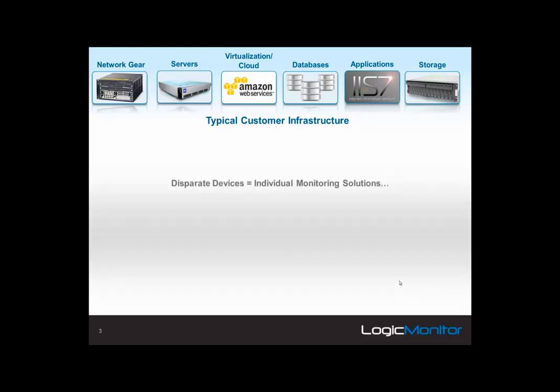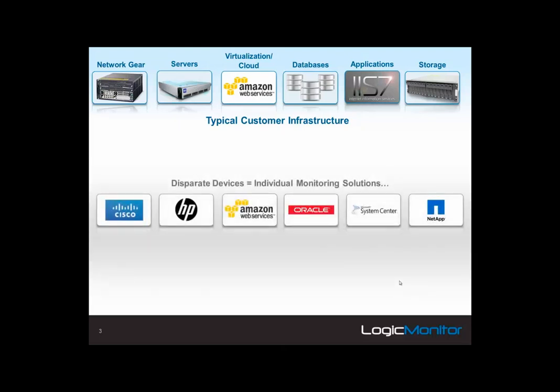The way many customers try and monitor this infrastructure is they end up buying a monitoring system from whoever they got their infrastructure from. So they may possibly have two network monitoring systems, one from Juniper for firewalls, one from Cisco for routing and switching. They may have a separate monitoring system from HP for their server hardware, other monitoring systems from Amazon and from Oracle and Microsoft System Center and NetApp.